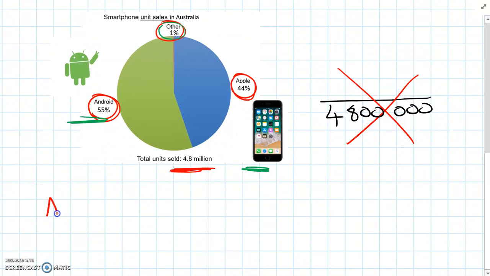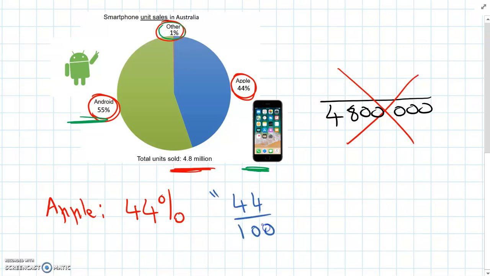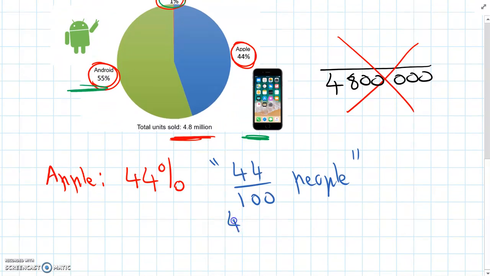So for Apple, it's 44% of people who buy iPhones, which means 44 out of 100 people, or 44 out of 100.